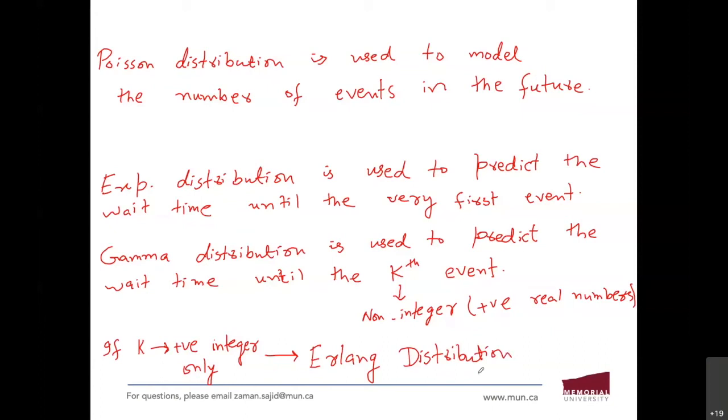Okay, I will repeat it again. In the gamma distribution, if your kth event is a non-integer, this is the gamma distribution. However, if your kth event is an integer only, this distribution is converted into the Erlang distribution. The rest, there is no difference in the mean value, the standard deviation, or the variance between these two distributions, gamma distribution and Erlang distribution. Just keep it in mind, it depends on the kth event.